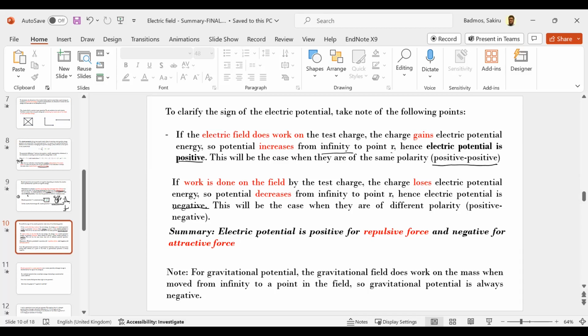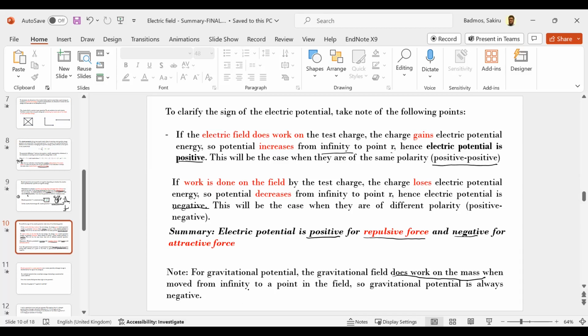So to summarize, all you need to note is that if there will be repulsion between the test charge and the charge that is creating the field, then electric potential will be positive, and if there will be attraction, electric potential will be negative. That's the main point to remember. Note, for gravitational potential, the gravitational field does work on the mass.